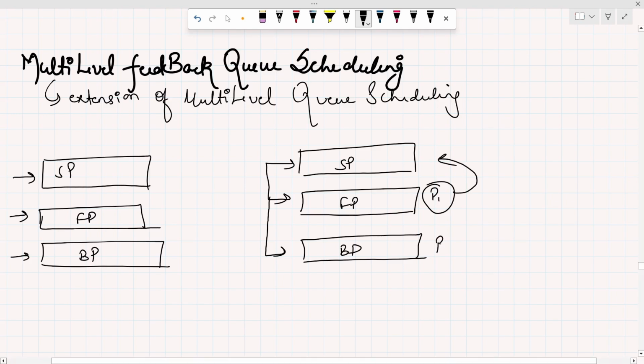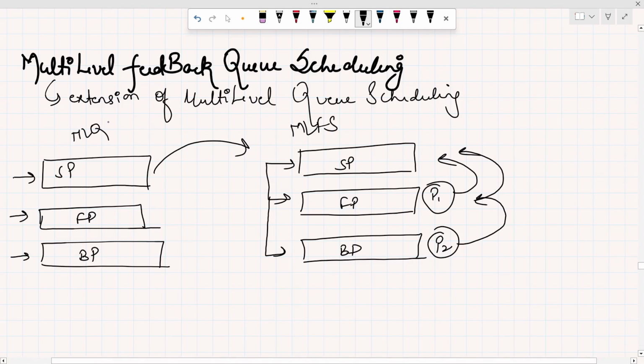The same thing happens for other processes. Let's say process P2 is in the background, so it can shift from background to foreground and from foreground to system. So this is the meaning of multi-level feedback queue. It is basically an extended version of multi-level queue scheduling. I hope it is clear what the difference is, and why I said this is an extension of multi-level queue scheduling. So this is the reason.